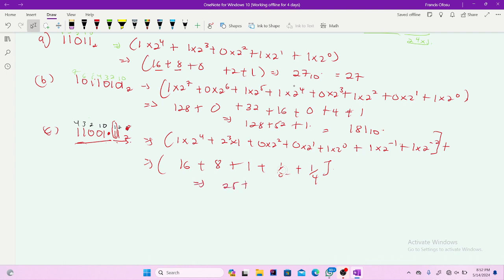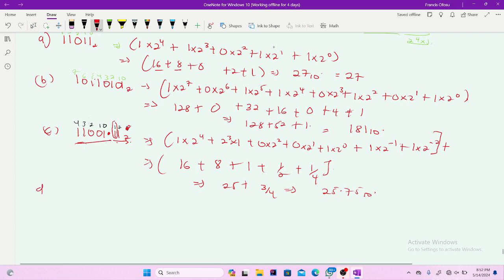Plus, if you have half plus 1 out of 4, what are you getting? You're getting 3 out of 4, right? So you're getting 3 out of 4, which is 3 quarters. So what is this giving me? This is the same as 0.75, right? So 25.75 base 10 will amount to this in base 2. Let's finally take our last one.